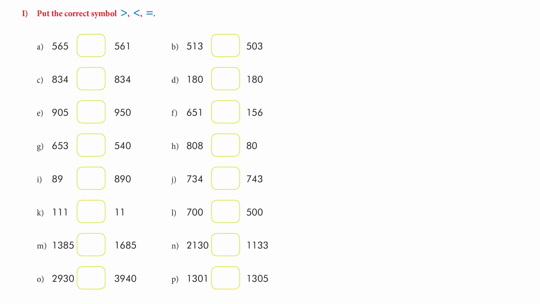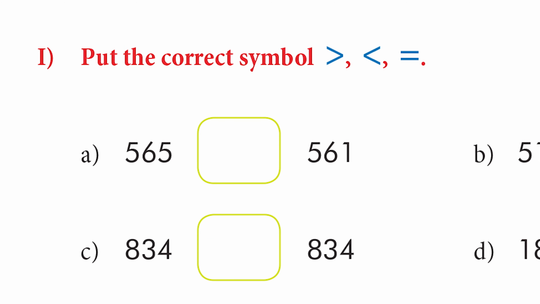Page number 63 is practice for you to understand what we just learned. Both the hundreds are 500. Both the tens are 6. So, we will move on to see the ones. What is the number in ones? 5 and 1. So, there we got the answer. 5 is greater than 1. So, 565 is greater than 561.